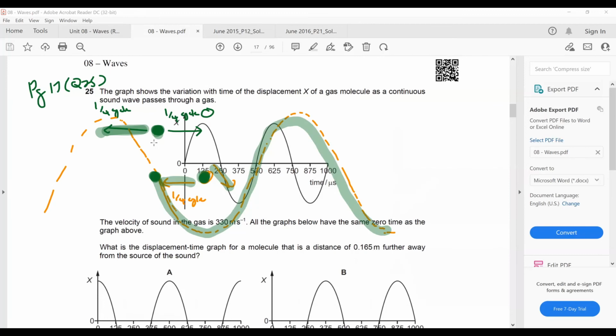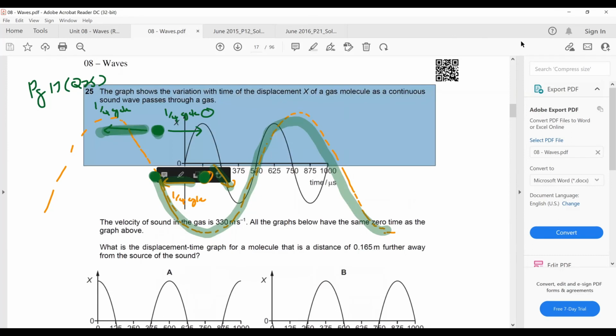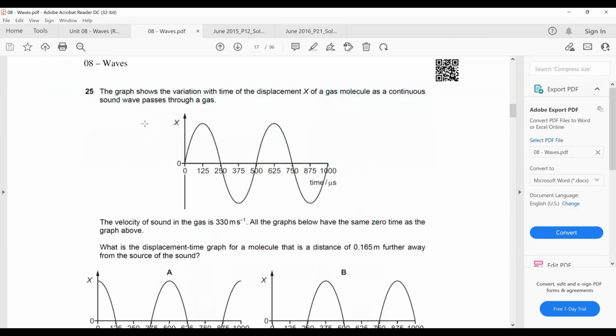Question 25 here is a bit difficult, I think. So we go through this, see whether we can do this. The graph shows the variation with time of displacement x of a gas molecule as a continuous sound wave passes through the gas. The velocity of sound in the gas is 330 meters per second. All the graphs below have the same zero time as the graph above. What is the displacement-time graph for a molecule that is a distance of 0.16 meter further away from the source of sound?